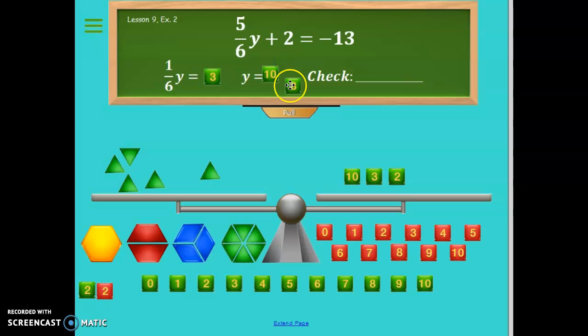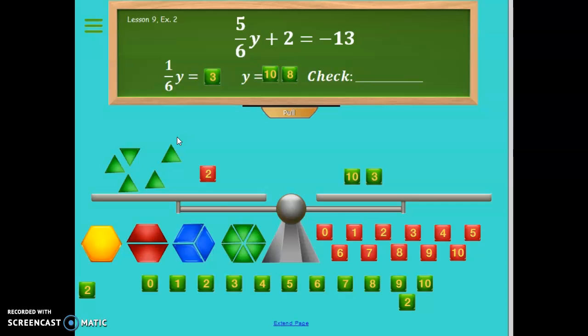And then of course we're going to want to go ahead and check. So 5/6 of y plus 2, back to the original physical setup by the way, equals negative 13. Okay? And so we're going to substitute our negative 3's in place of our 1/6. So negative 3, negative 6, negative 9, negative 12, negative 15.